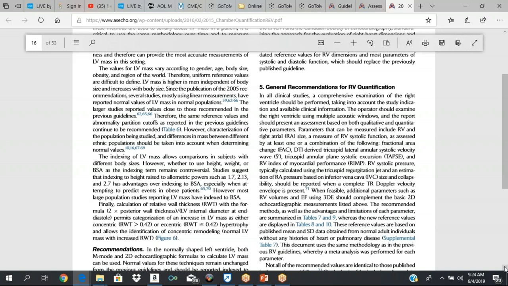The parameters that can be measured include the RV and RA size, and a measure of RV systolic function, as assessed by at least one or a combination of the following methods. So you have to use at least one of the recognized assessments of RV systolic function. Again, if the RV systolic function is abnormal, you should use at least two methods.